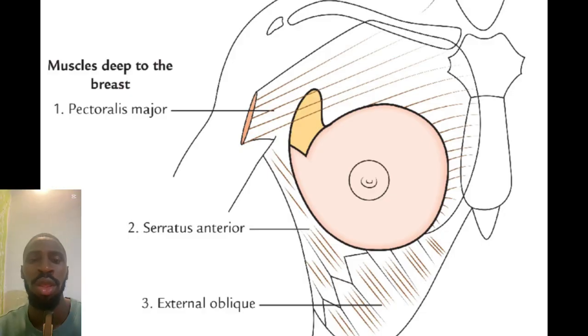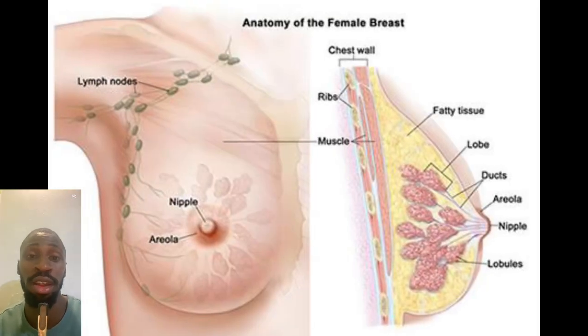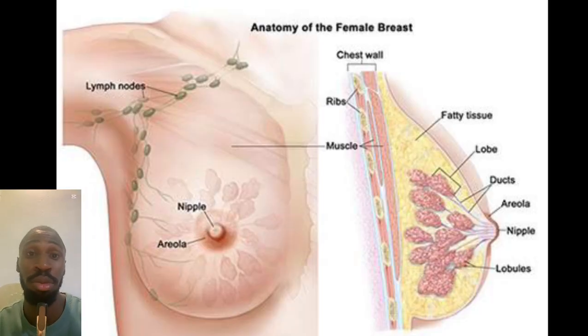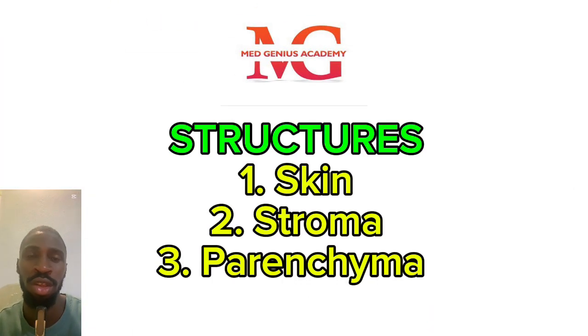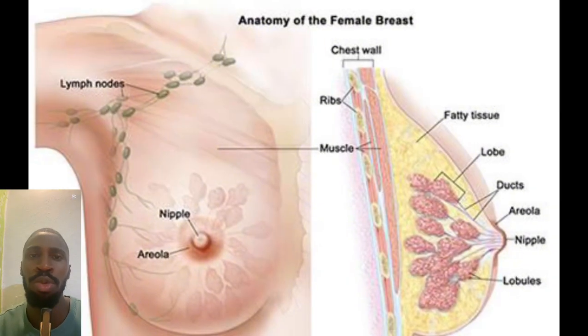Don't forget. So next is the structure of the mammary gland. The mammary gland has three basic structures. You have the skin, the stroma, and the parenchyma. The skin basically contains two basic structures, which are the nipple and the areola. The nipple is a conical structure in the center of the breast, which is present in the fourth intercostal space.